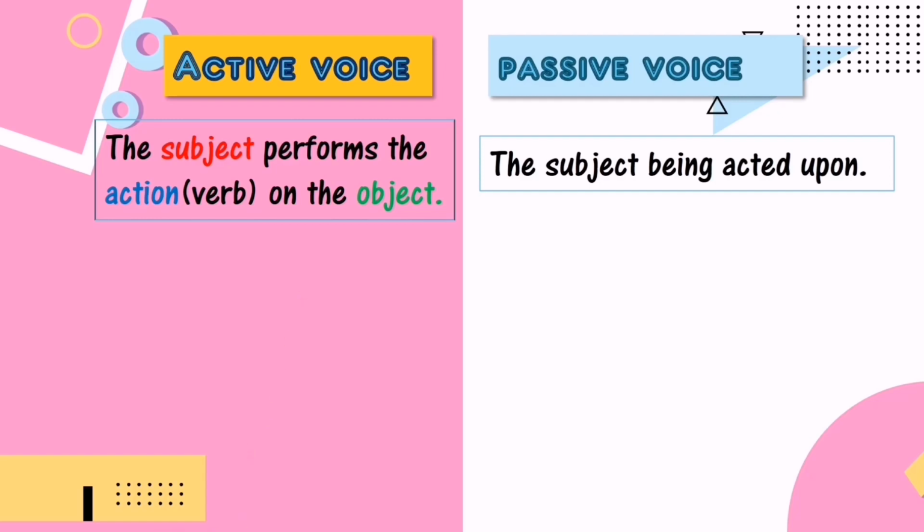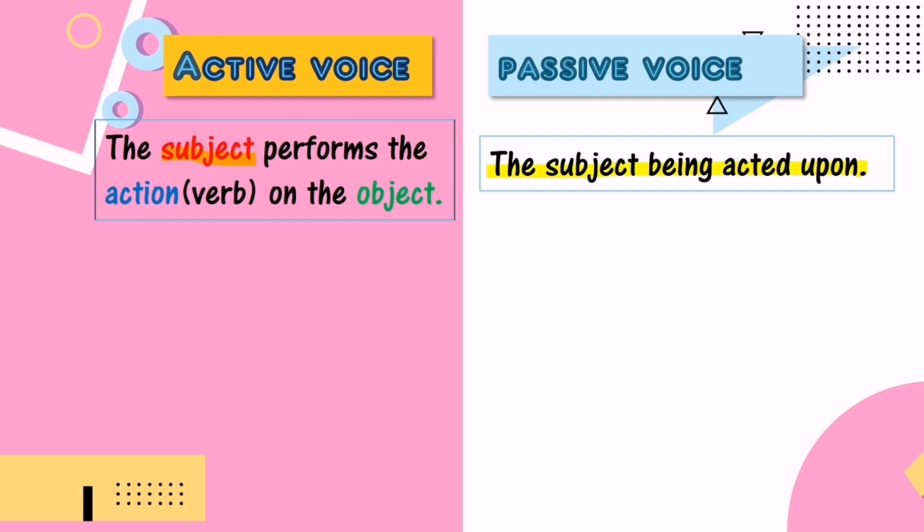When we say active voice, it is when the subject performs the action or verb on the object. Mauni siya ang subject sa sentence, ang doer, ang gabuhat sa action. Okay? On the other hand, passive voice, the subject is being acted upon. Ang subject, ang receiver sa action.